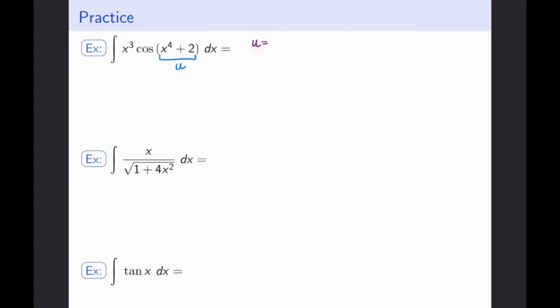Let's see if we start with u equals x to the 4th plus 2. Then my next step is to compute du, which in this case will be 4x cubed dx. And this is already a pretty good start, because what I notice then is I have x cubed here. I'm going to rewrite it, and if it doesn't cancel within a step, then I'm in trouble.